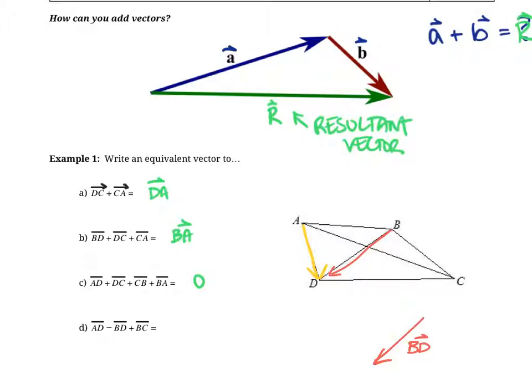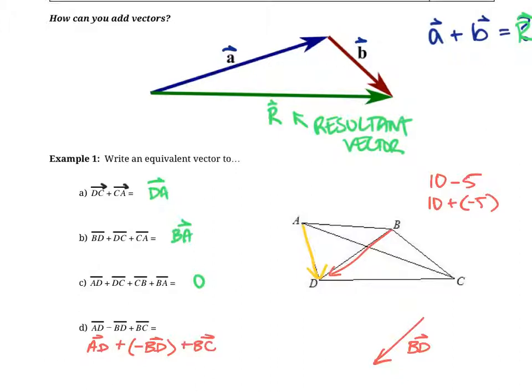Well, another way to think about subtraction is that you're actually just adding a negative, right? Because if you're doing just a regular problem, 10 minus 5, another way to think about this is just 10 plus negative 5, right? If we think about the same thing for the vector, instead of doing AD minus BD, we can say AD plus negative BD plus BC.